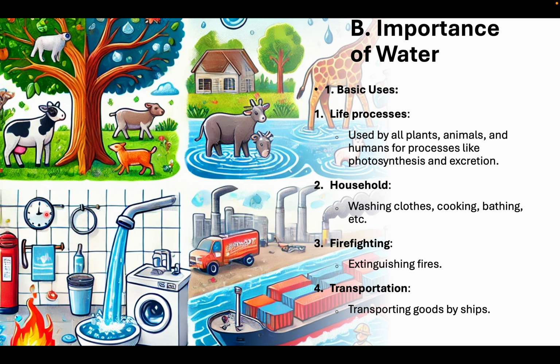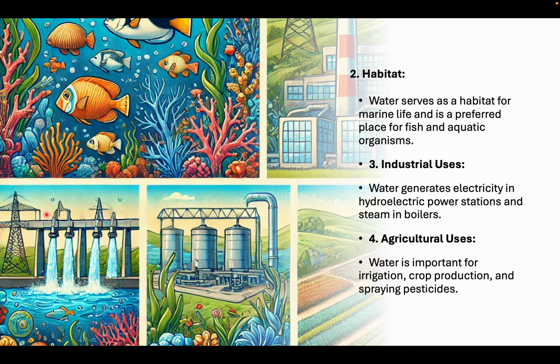Good, good. So, guys, your photosynthesis, your excretion, your household tasks like cooking and bathing, firefighting and transportation, they all need water, right? And when you look at habitat, you go back to history and see that civilizations, where they started or flourished, were all on banks of rivers. Now we are talking about habitat for aquatic life, but the habitat for humans was on banks of rivers because of accessibility to water. Industrial usage: water is used to generate electricity and produce steam.